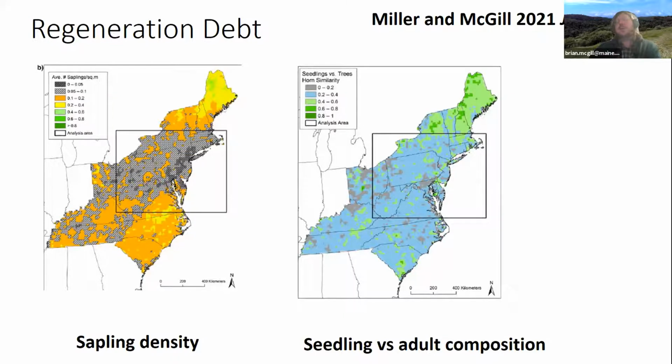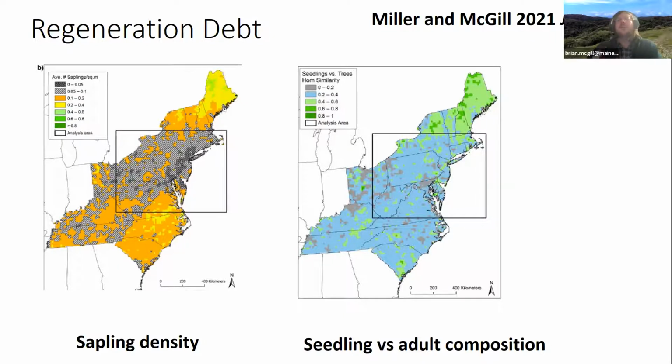So if there are seedlings or saplings, are they the same thing as the adult trees or are they different? And what you can see is up in Maine, northern New England, they're actually pretty similar. So the forest is currently regenerating, right? The maples and beeches that we have up here a little north of us, the pines and firs and spruces are dropping seeds and getting seedlings.